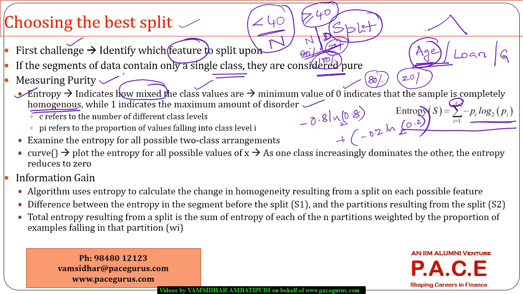So this will become the entropy, because the proportion of the values falling into each class gives you the entropy of that particular segment. When we are talking about any particular classification, we will look at the proportion of the values that are falling into the target class versus the proportion falling into the other target class. Based on that, we compute the entropy. So for all the possible two-class arrangements, we can compute the entropy.